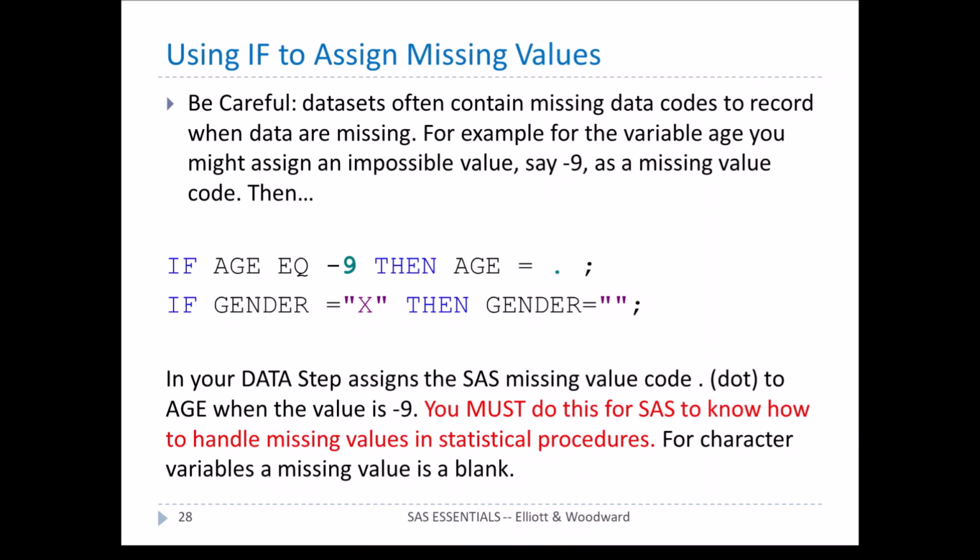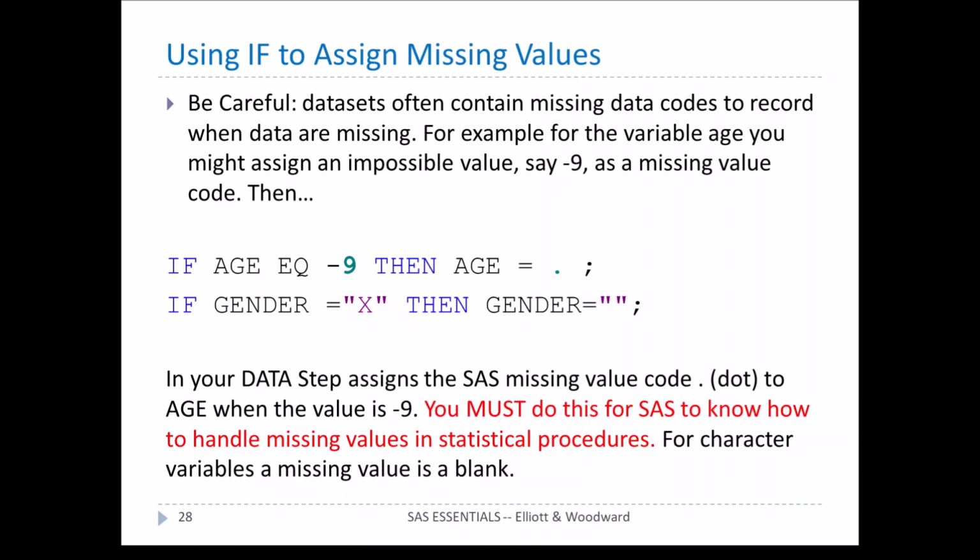So now I can say if a -9 now is the value in an age column, then I can say if age equal -9, then age equal dot. That assigns the missing value dot, which is the SAS missing value code, to age.